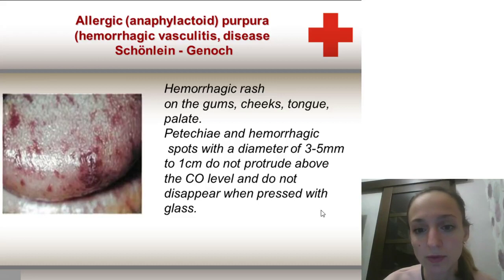Then hemorrhagic rash of the gums, cheeks, tongue, and palate. Petechia and hemorrhagic spots with a diameter of 3 to 5 millimeters to 1 centimeter do not protrude above the mucosal level and do not disappear when pressed with glass.